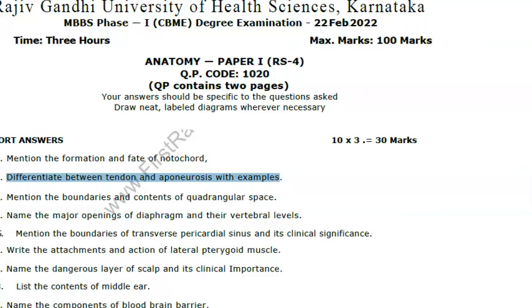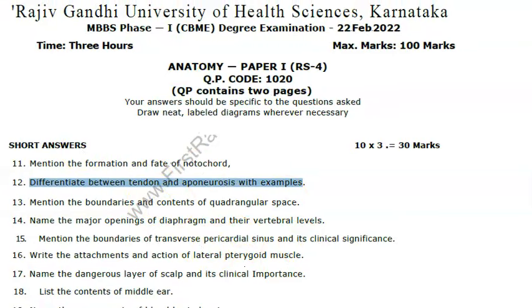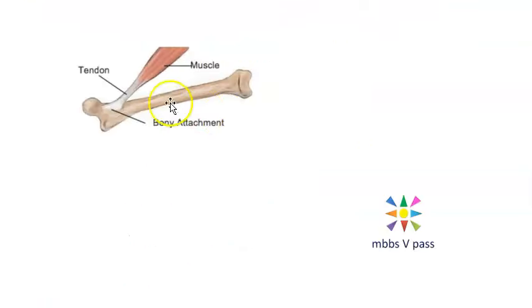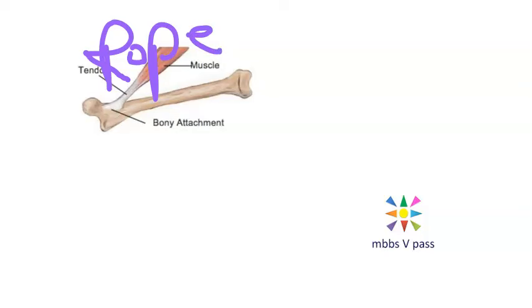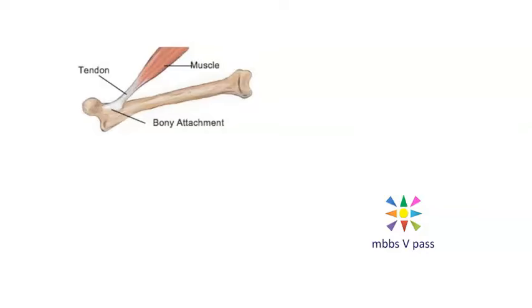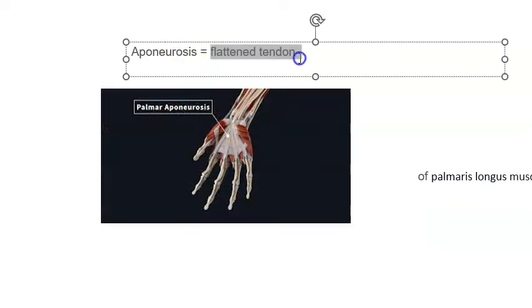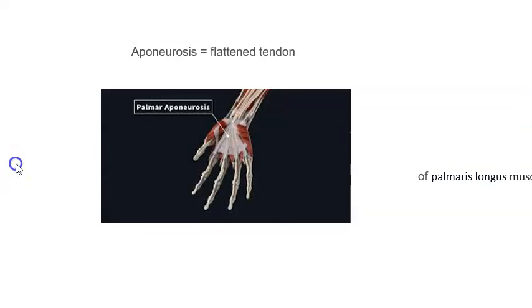Differentiate between tendon and aponeurosis. Basically tendon is nothing but the end of the muscle, which connects the muscle to the bone. It is more rope like. So it is a rope like structure extending from the muscle and connecting this muscle to the bone. So this is tendon. And what is aponeurosis? Aponeurosis is the same tendon which is flattened, then it becomes aponeurosis.